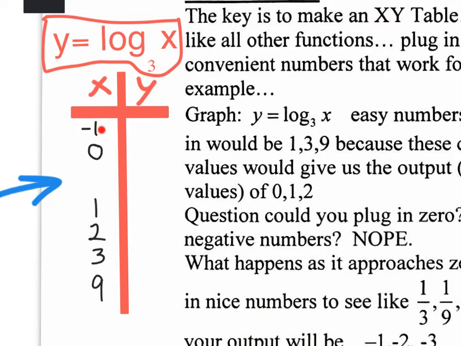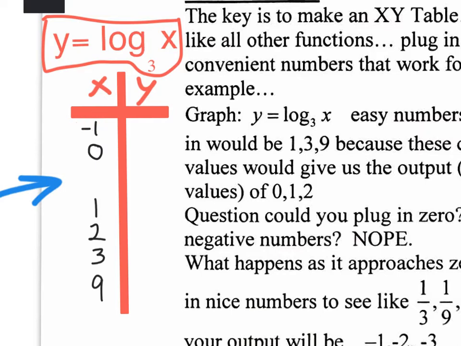If I were to plug in a -1 into here, would it work? In other words, does 3 to a certain power give me -1 as an output? The answer is no, right? 3 to the 0 is 1. 3 to the 1 is 3. Even if you plug in a negative right here, it's not going to give you a negative 1. Did that make sense? No? Let me repeat that.